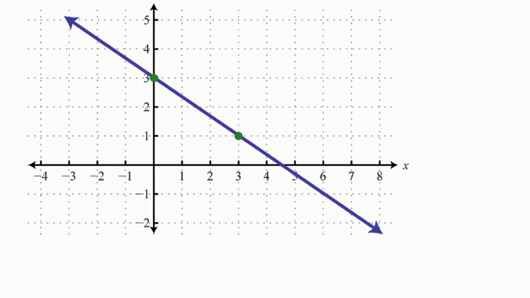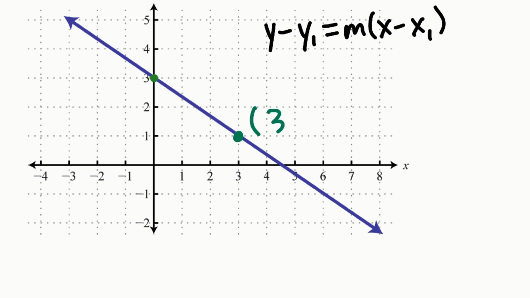Point-slope form is y minus y1 is equal to the slope times the quantity x minus x1, where x1 and y1 are any point. So I'm going to use this point right here, the point (3, 1). So my equation is y minus y1. My y value is 1, so y minus 1. And I put it in parentheses mainly because if it's negative, we really want it in parentheses.